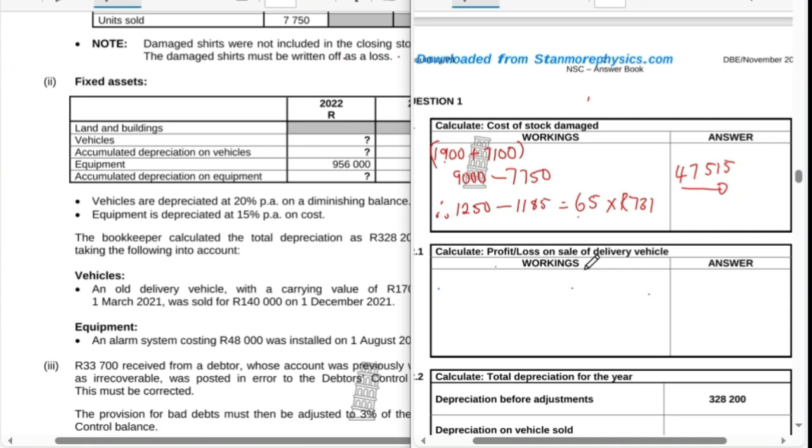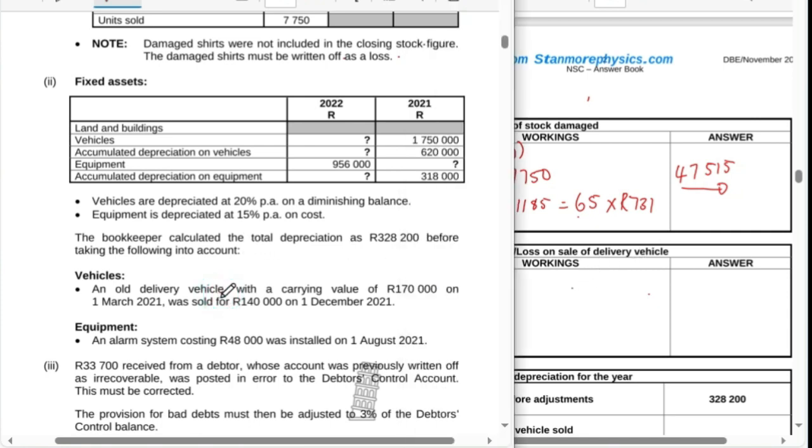And then guys, let's go to our information B2, and then our answer sheet is as follows: calculate profit or loss on sale of the delivery vehicle. So guys, let's get to our information. And then we have our fixed asset, and then it's land and buildings.